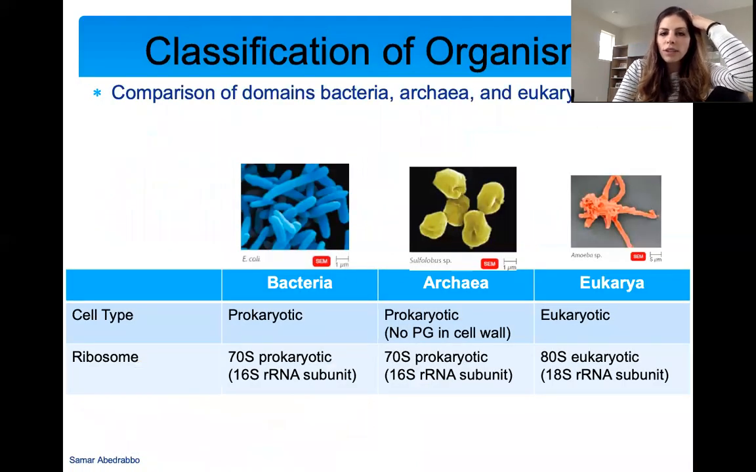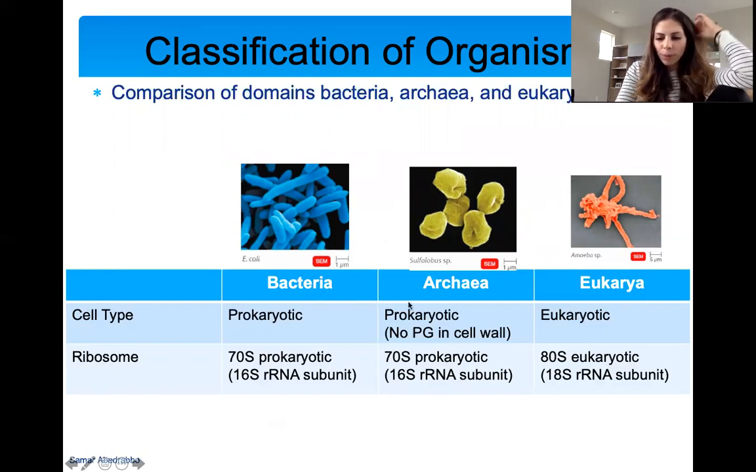Now, when we look at the domains, just as a quick review, bacteria and archaea domains are both made up of prokaryotic cells, and eukarya domain is made up of eukaryotic cells. And remember, prokaryotes have a 70S ribosome. So when we look at the bacterial and archaea ribosome, both of them have a 70S ribosome. Eukarya has an 80S ribosome.